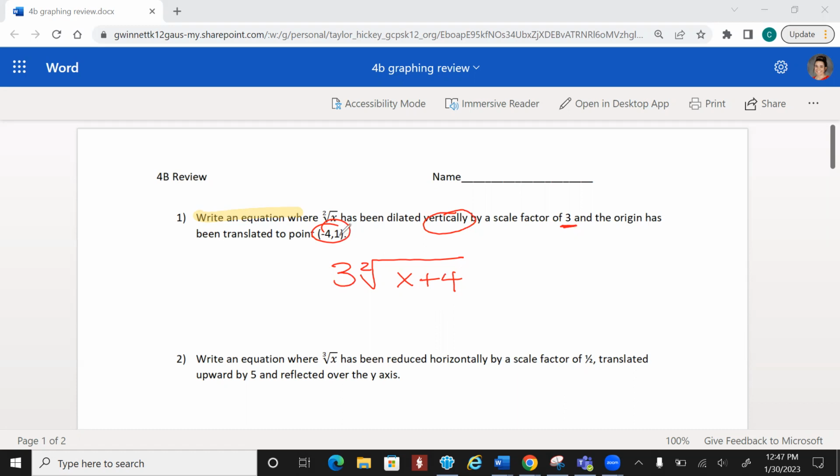Okay. And then that 1, you already told me, is going to move up. So it's going to be outside my radical. So it's going to be +1. Okay. If you left off this little 2 in this cubby hole, that's okay. That's still correct.